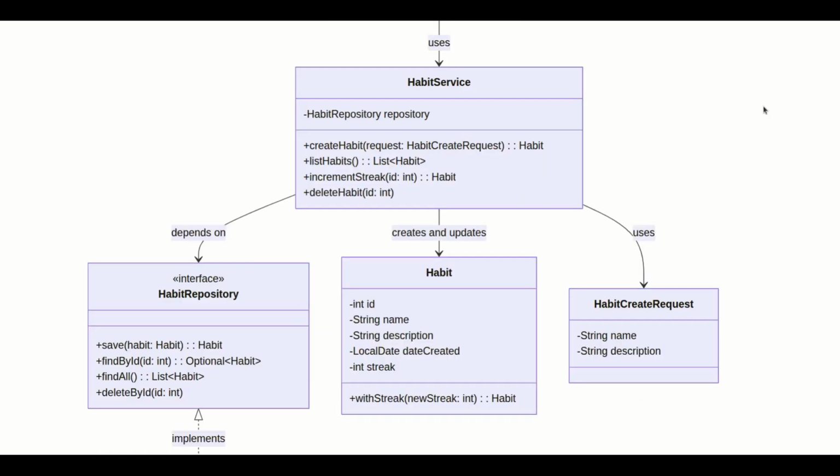the service. After console UI, we have to take a look at the habit service we're gonna code. This is a core business logic layer. It receives requests from the UI and coordinates habit management. It uses a habit repository to access stored data. Create habit builds a new habit from a habit create request, list habits returns all stored habits, increment streak updates the streak count for a habit, and delete habit removes a habit by its ID.